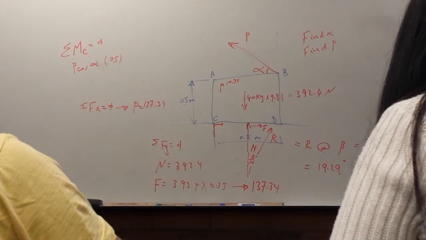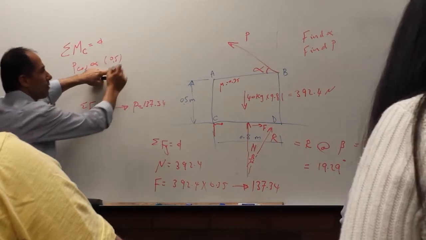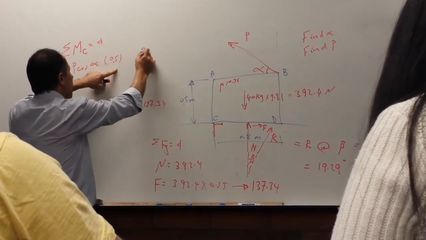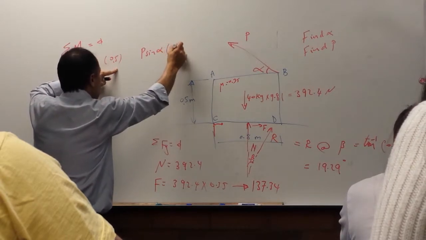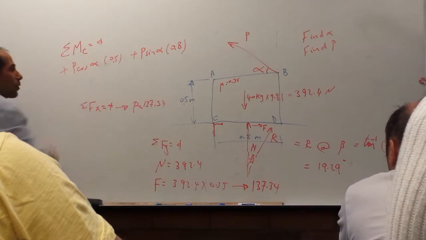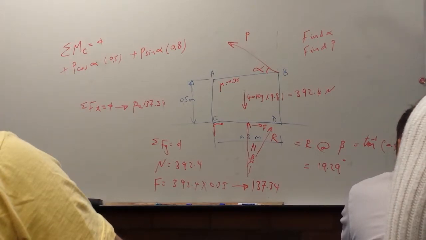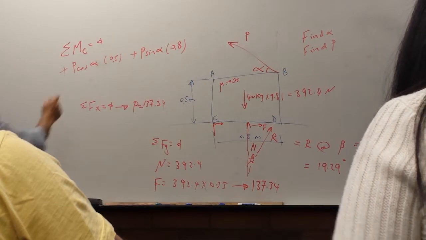Sum of the forces, P cosine of alpha times 0.5 and P sine alpha times 0.8. And both of them are positive, correct? What else do we have in here? You have the negative of the weight times negative 0.4.